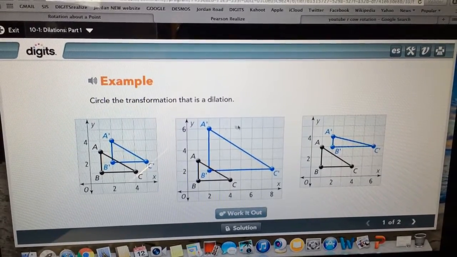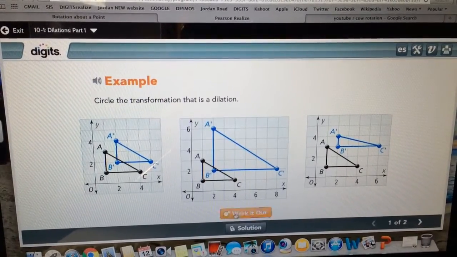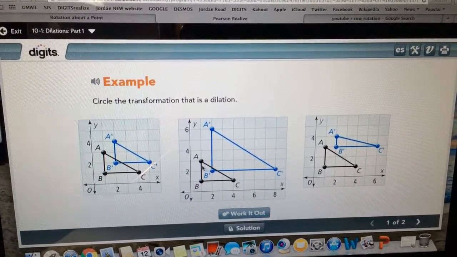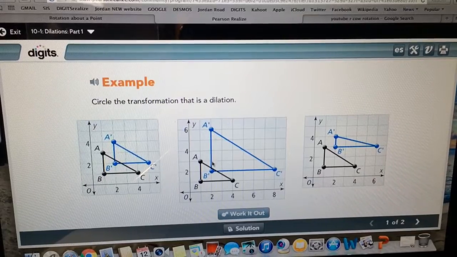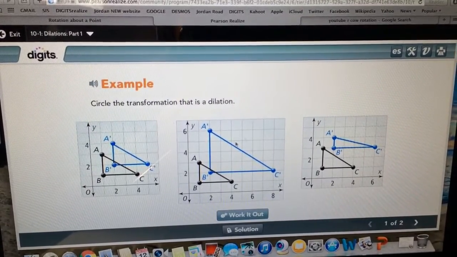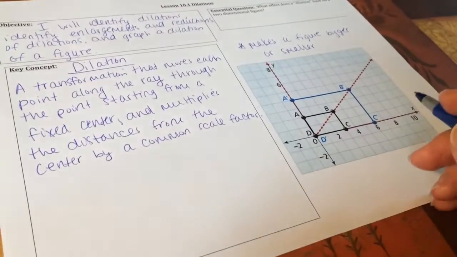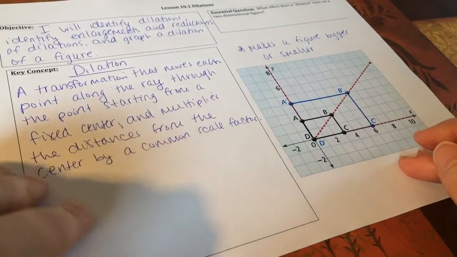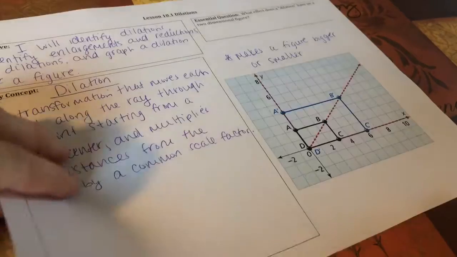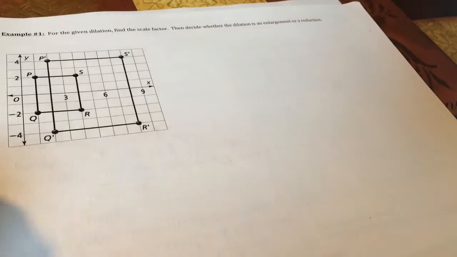Here's the dilation right here. Here's A, B, C, and then A prime, B prime, C prime. So the image figure is bigger than the original figure. So this one here is the dilation. All right. Now you are going to take notes on example number 1. So watch the video for that.